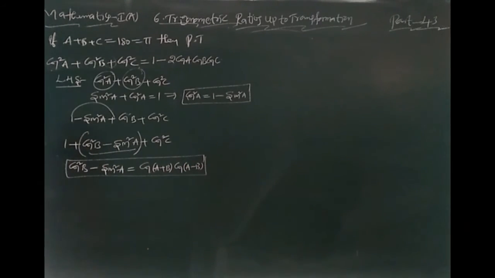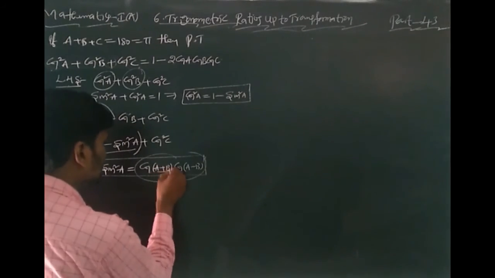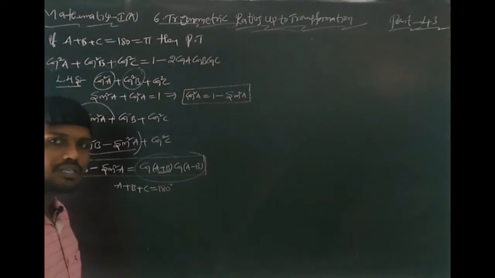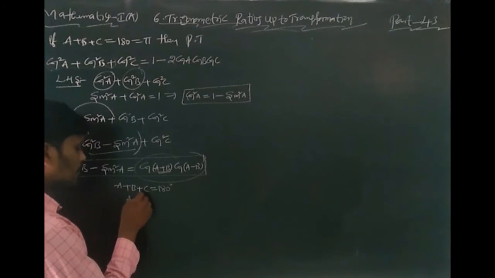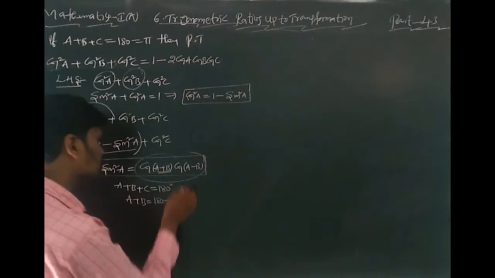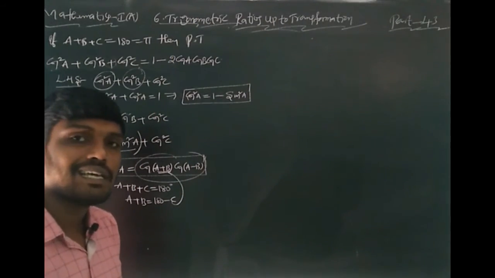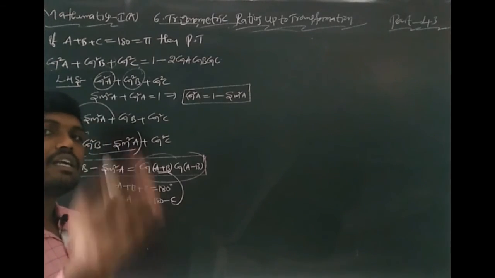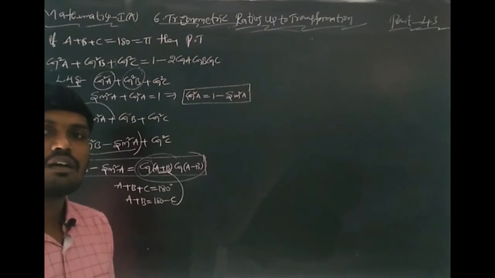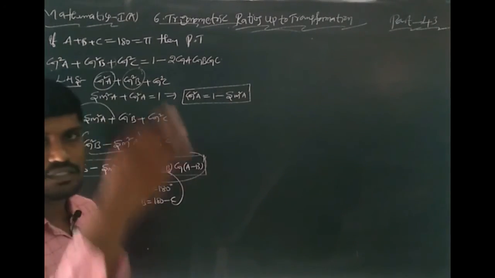In place of cos square B minus sin square A, you can write this value, substituted here. Here, what is the value of A plus B? A plus B plus C equals 180 degrees. You know that. A plus B is 180 minus C. You can write in place of A plus B, 180 minus C. 180 minus C is in the second quadrant. In the second quadrant cos is negative. With 180, the function is unchanged, cos remains cos.